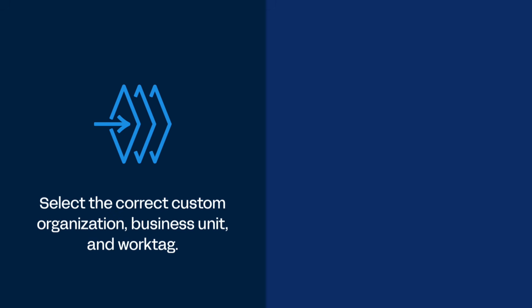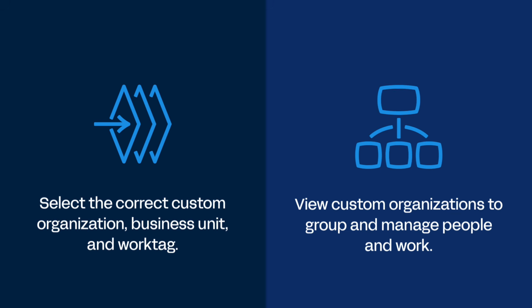Business users enter much of the data that drives reporting, approvals, and analysis, so selecting the correct custom organization, business unit, or work tag is critical. When you understand how to view custom organizations and how roles drive access, you can focus on the workers, projects, and programs you support without worrying about the underlying configuration.